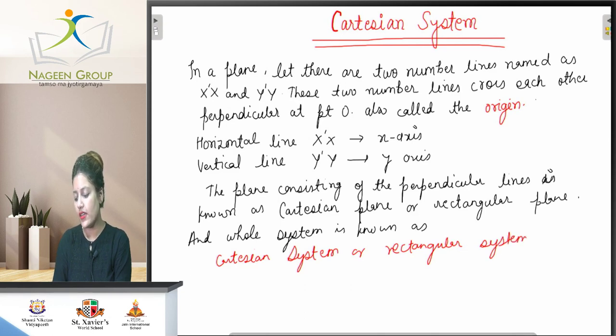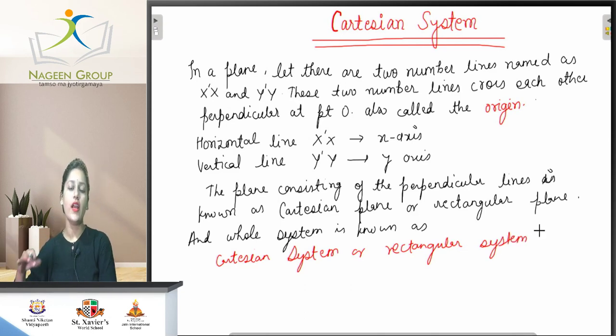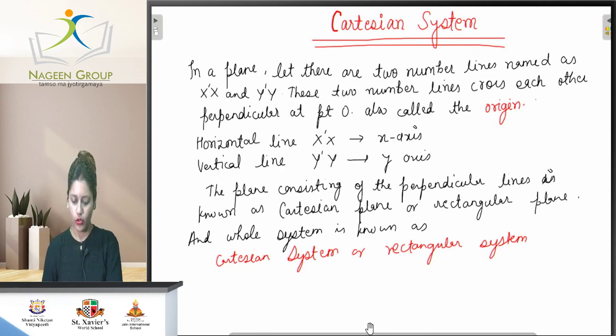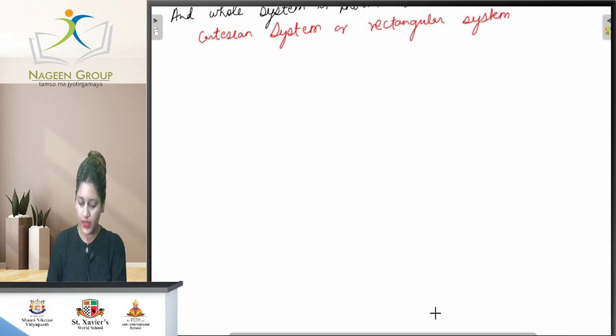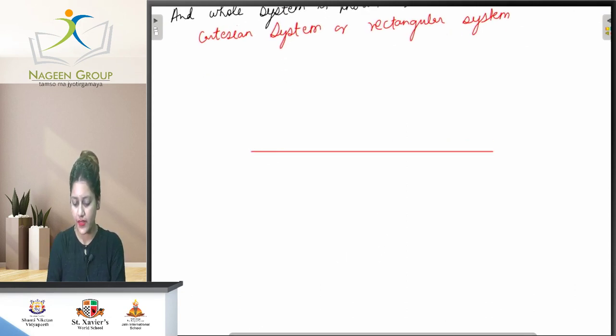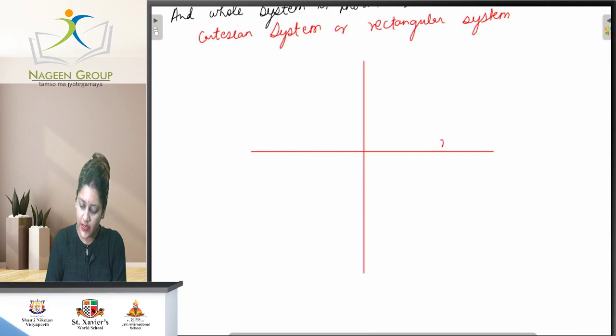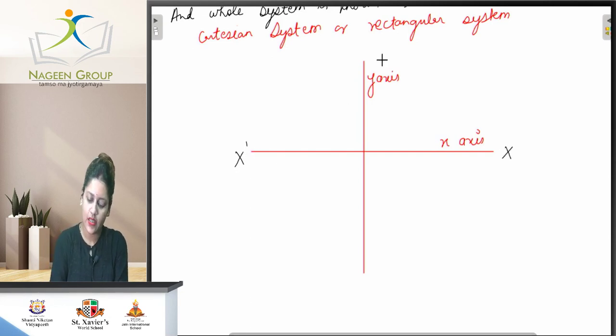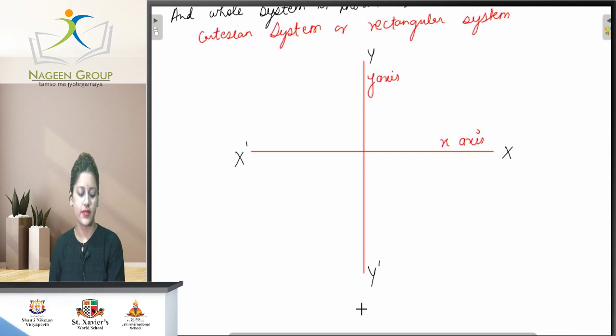So what have we learned? The horizontal axis is called the x axis, while the vertical axis is called the y axis. In the same way, the horizontal axis is named x, x dash, while the vertical line is named y dash and y. So let's make a diagram. This is the x axis, while this is the y axis. This is x dash, while this is y and this is y dash.